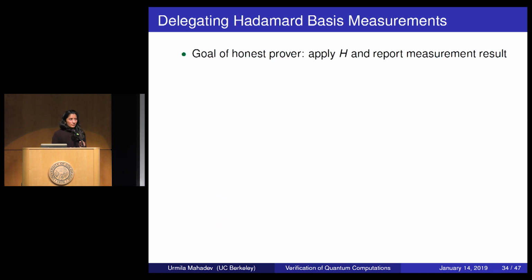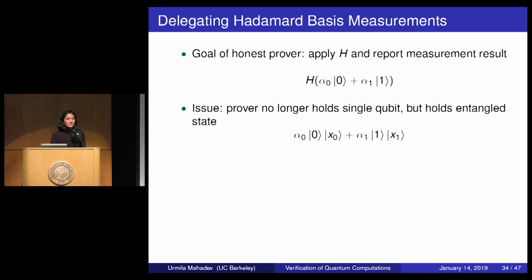The goal of the honest prover is to apply H to his single qubit quantum state and report the measurement result to the verifier, because that's what the verifier is looking for. Now, the problem is that once the prover commits to his state, he doesn't have this nice single qubit quantum state anymore. He has this much larger entangled state, and he doesn't know how he entangled the state. He doesn't know x0 and x1. And so all of you probably see that because of this entanglement, we can no longer just perform the Hadamard transform on the first qubit. The entanglement is messing that up.